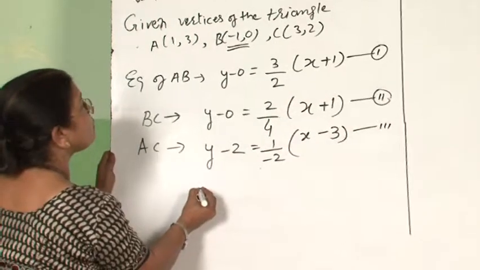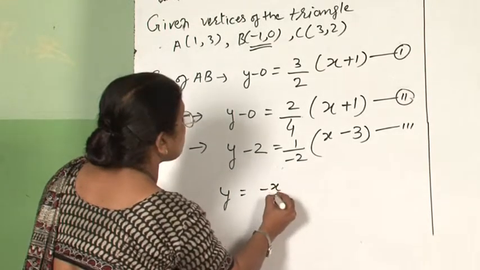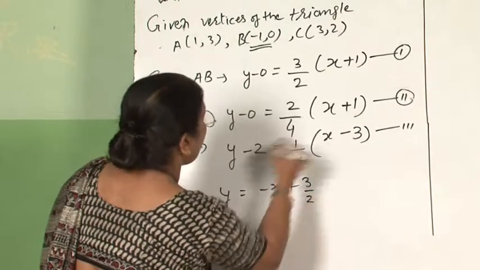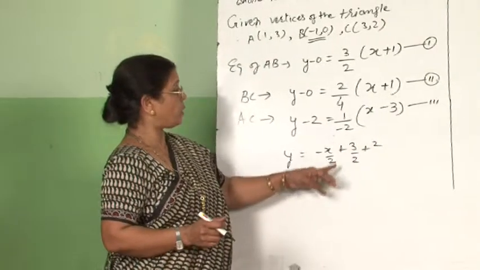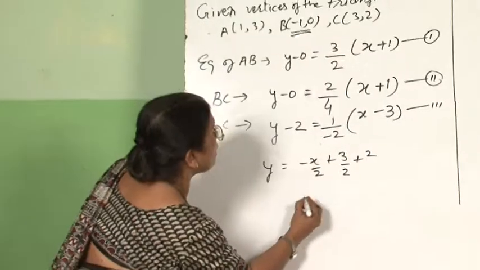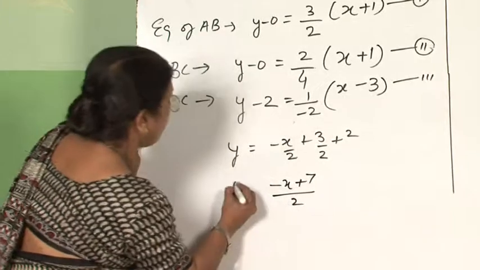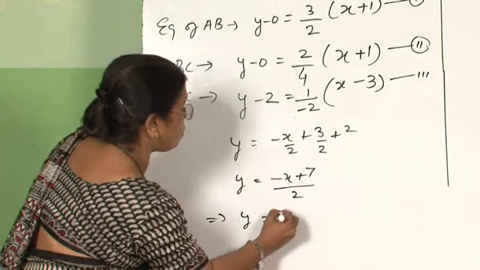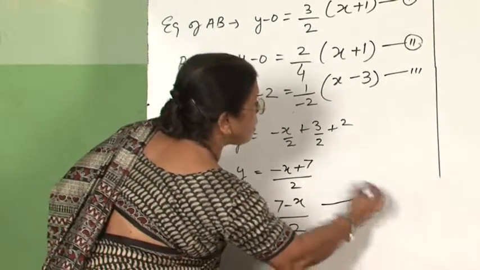Now we will simplify this first. So this becomes y is equal to minus x upon 2 plus 3 by 2 and plus 2. So it becomes (minus x plus 7) whole upon 2, or it can be written as y is equal to (7 minus x) upon 2. This is equation number 3.